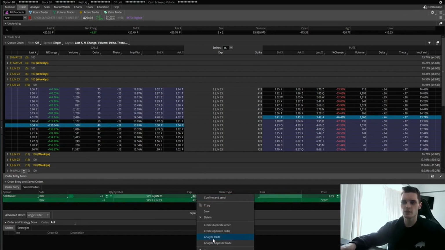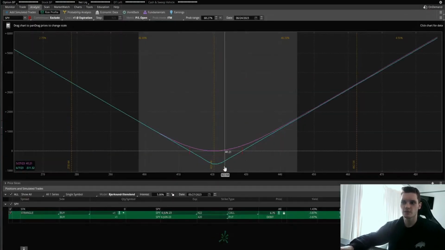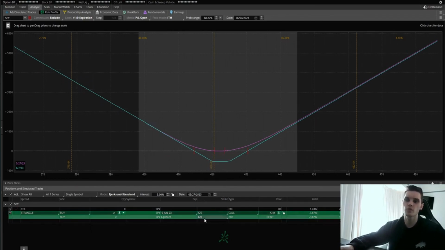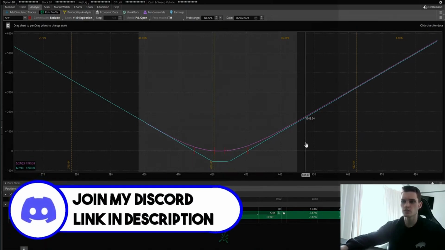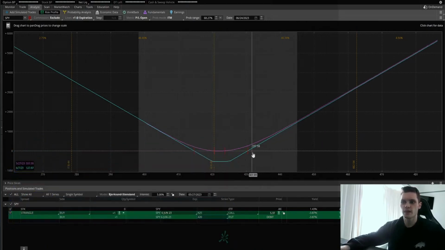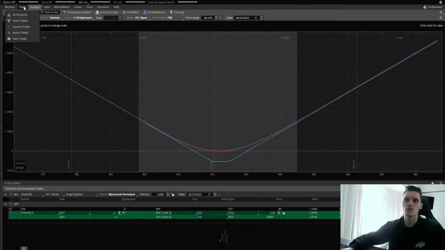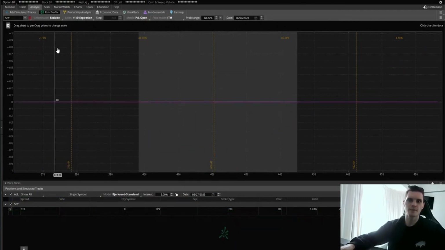So what we can do is analyze trade. We can see how this would perform. You can see your max risk, and you can also see your max reward. Also in here, you can find your sweet spot and adjust it. So let's say you want to do a 425 call, a 420 put. You can see that would have reduced the cost by about $100. But obviously that will affect your upside or downside potential. So that's how you can do it manually.